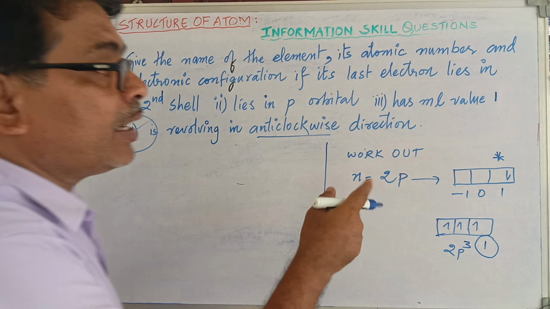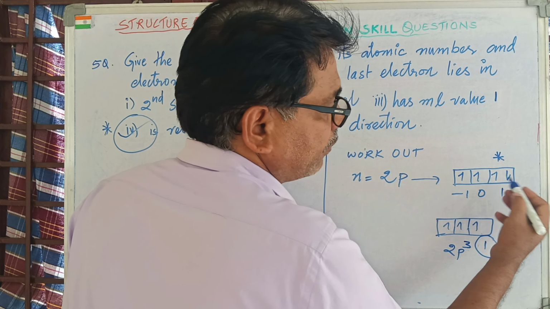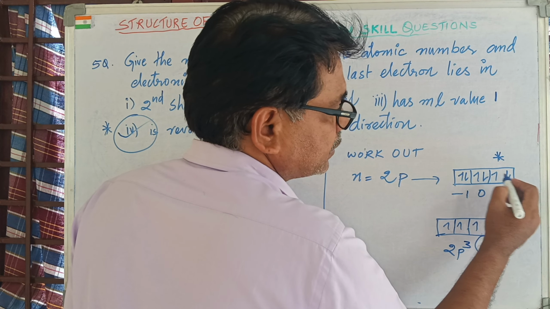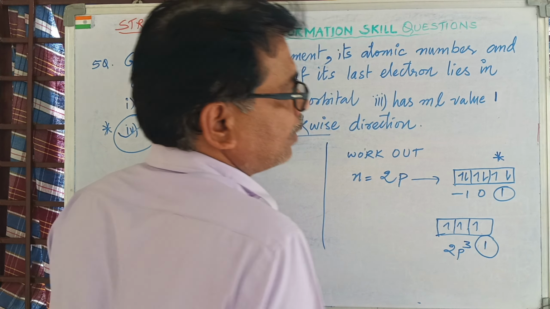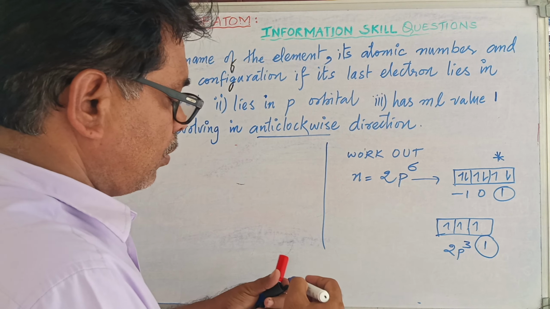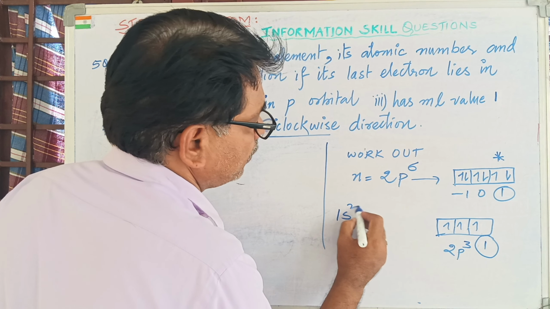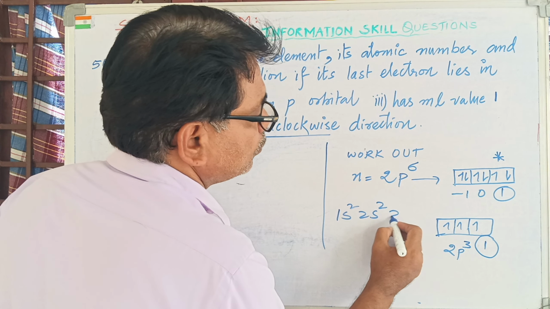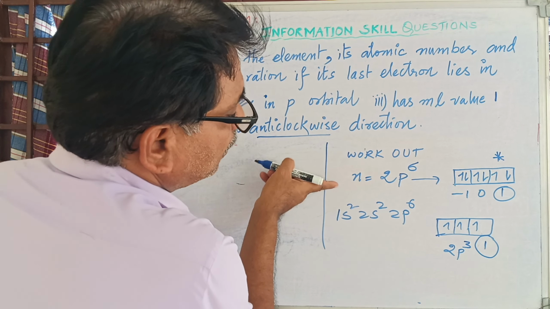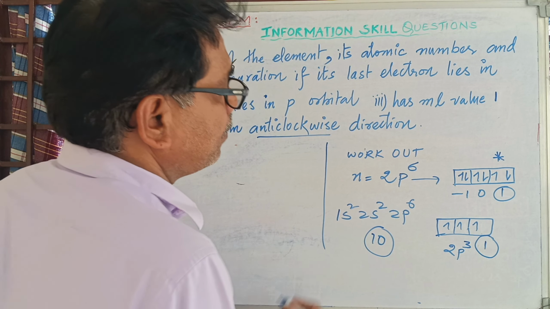Now when will you get the anti-clockwise? You will get the anti-clockwise only when all these are filled one each and then pairing starts and ends with the last one, ml value 1. So on the whole it is 2p6. Now let's write down the electronic configuration up to 2p6. It is 1s2, 2s2 and 2p6. Now how many? 2 plus 2, 4 plus 6 is 10. Therefore atomic number is 10.